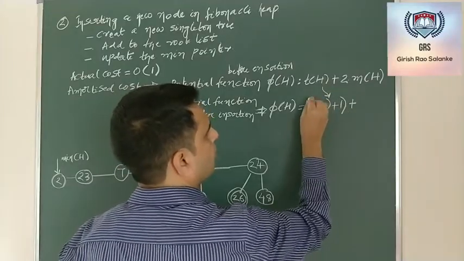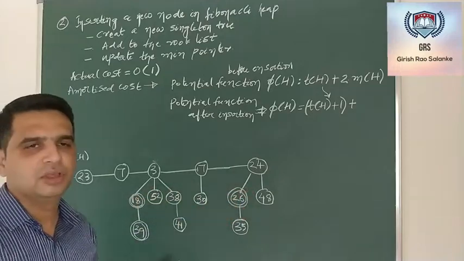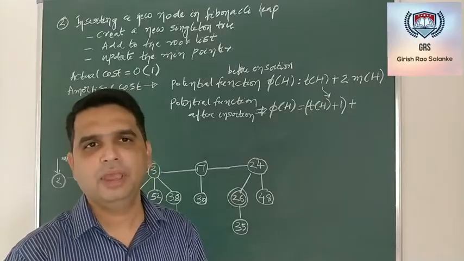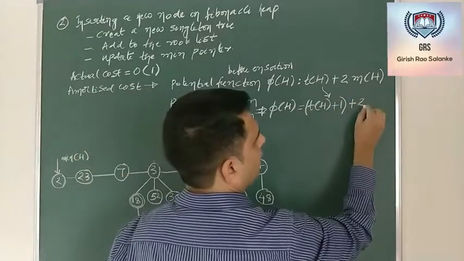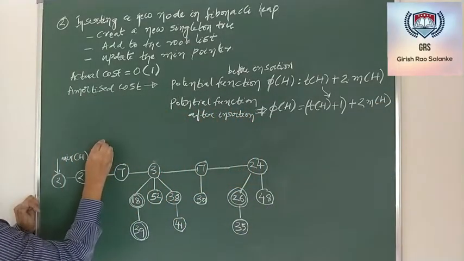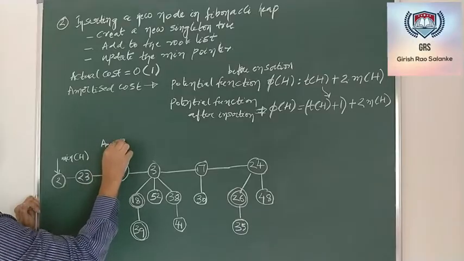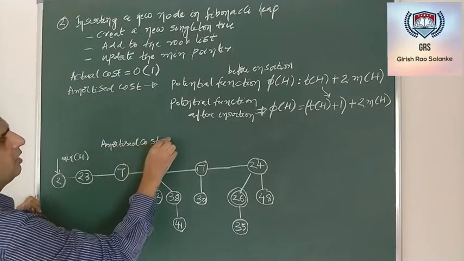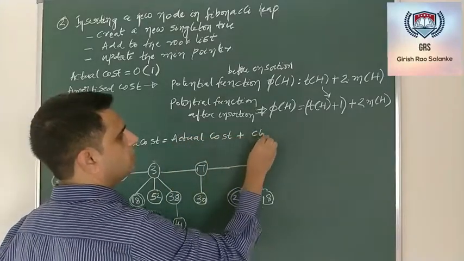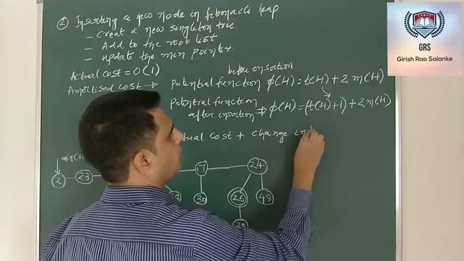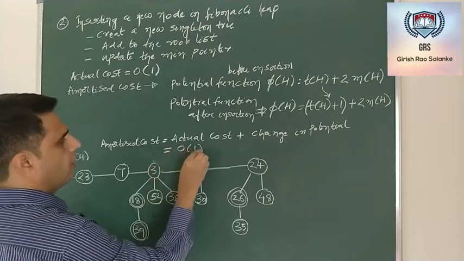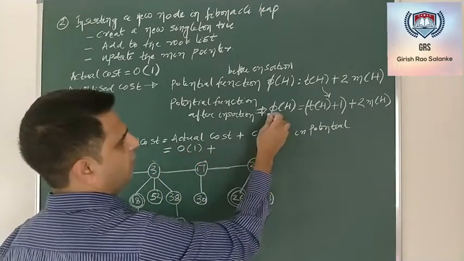Plus, is there any change in the number of marked nodes? If you do remember the property of the Fibonacci heap, a newly created node will never be marked. So my marked node count remains the same. Now, what will be the amortized cost? Amortized cost is actual cost plus change in potential. What is the actual cost? This is order of 1.